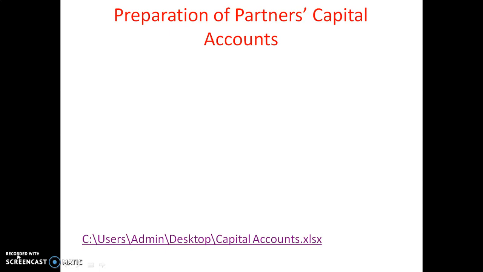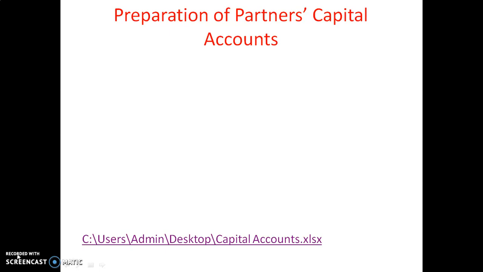There we discussed the two methods of preparing capital account: fluctuating capital method and fixed capital method. In the fluctuating capital method, all the journal entries related to capital will be entered in the capital account itself. So the capital account balance will change from time to time. That is why it is called fluctuating capital method.